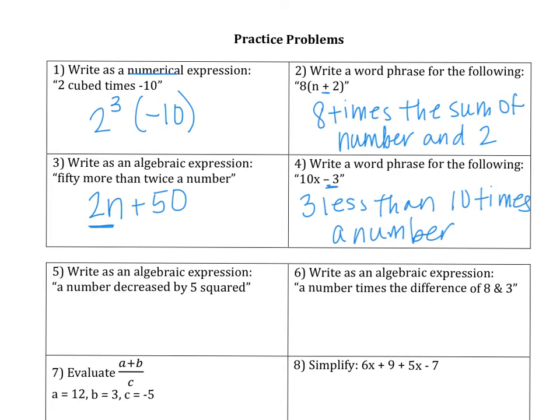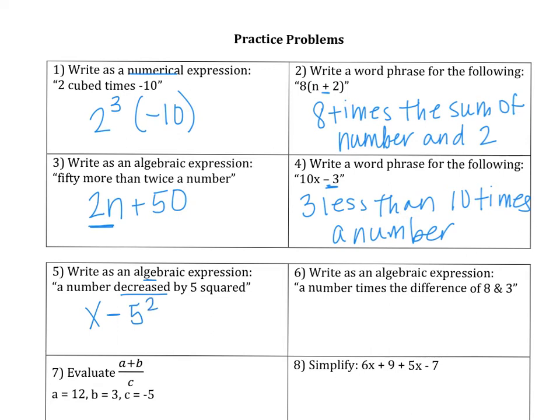Number 5 is a number decreased by 5 squared. So we have a number, we don't know what it's going to be, so we'll just say that it's x. And it's decreased, which means subtract, by 5 squared.